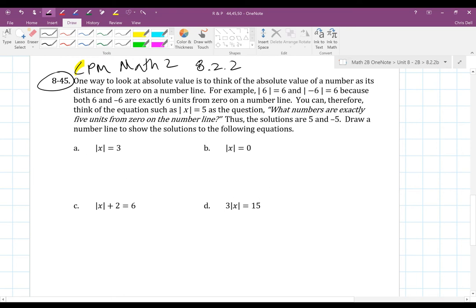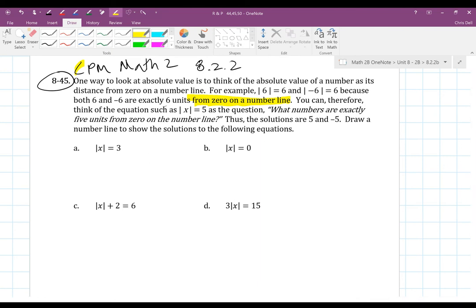It says one way to look at absolute value is to think of the absolute value of a number as its distance from zero on a number line. For example, the absolute value of 6 is equal to 6, and the absolute value of negative 6 is equal to 6, because both 6 and negative 6 are exactly 6 units from 0 on a number line, right? So that's the whole point of absolute value. The definition is the distance from 0.